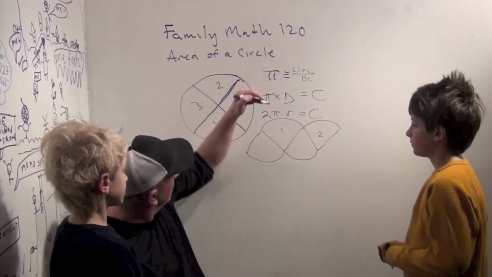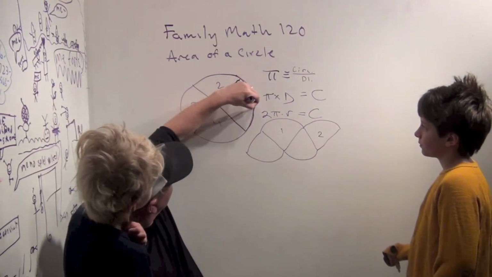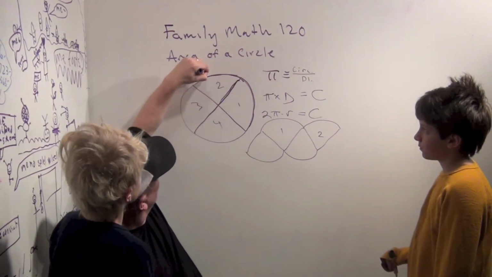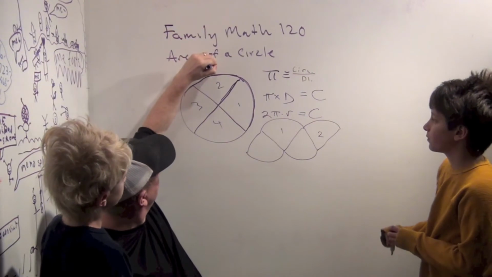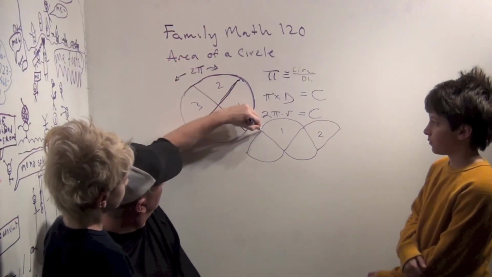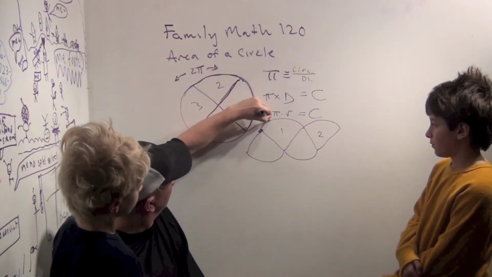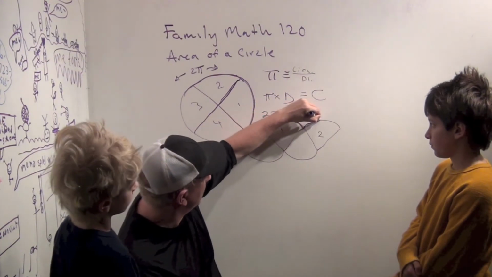Now, if the original radius of my circle was 1, and the circumference we said was 2 pi around, how far is it when I go on this bump plus this bump?